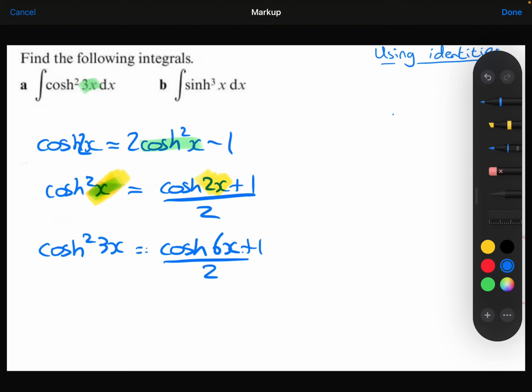We can now integrate that. So instead of integrating the cosh squared 3x, we're going to integrate cosh 6x plus 1 all over 2. But to make my life easier, I'm going to take that half outside. I know that cosh integrates to be sinh, but because of the 6x on the inside there, I need to divide by 6.